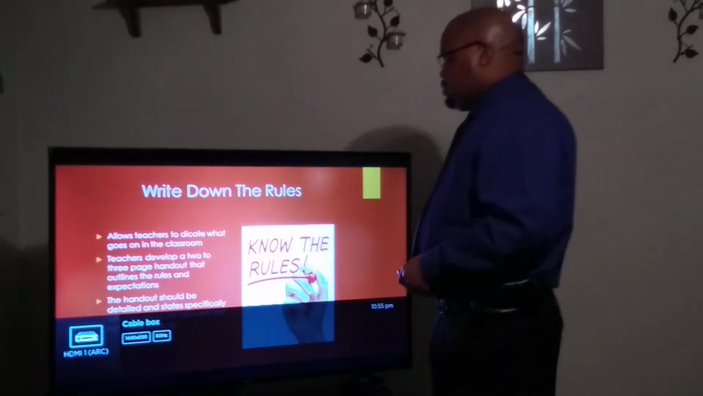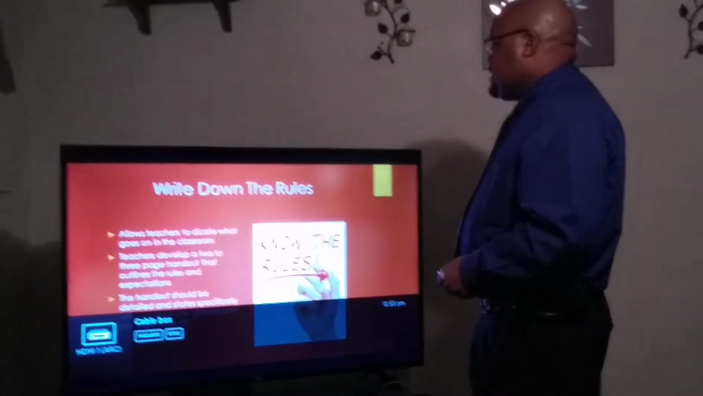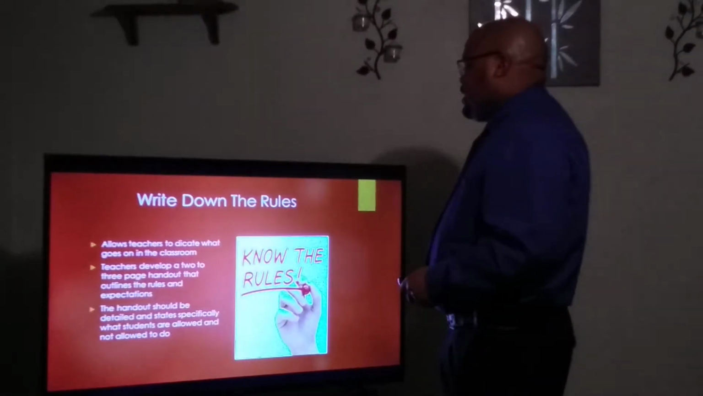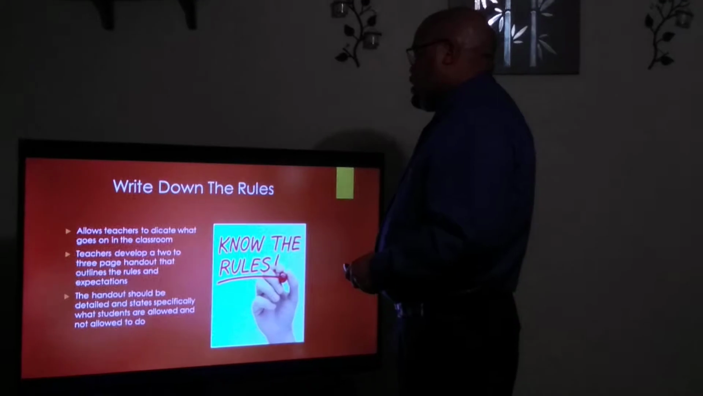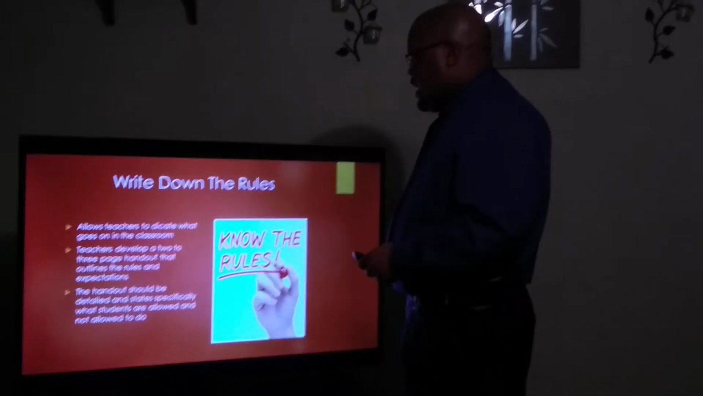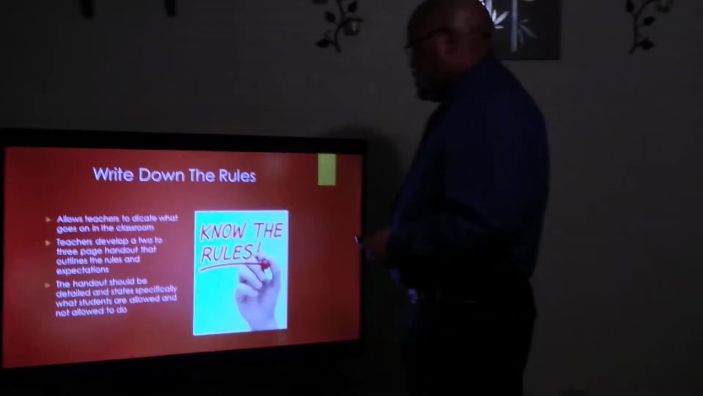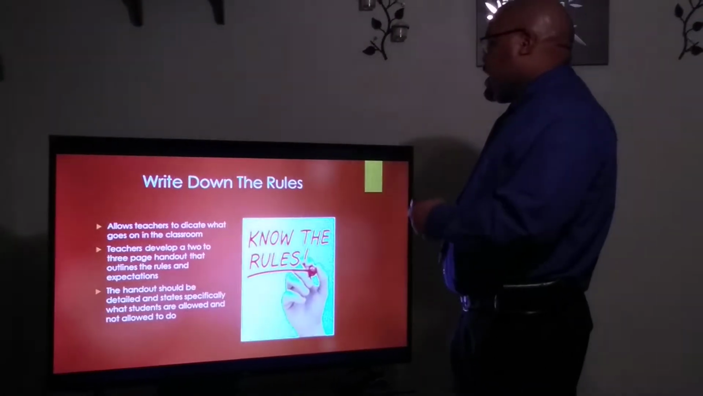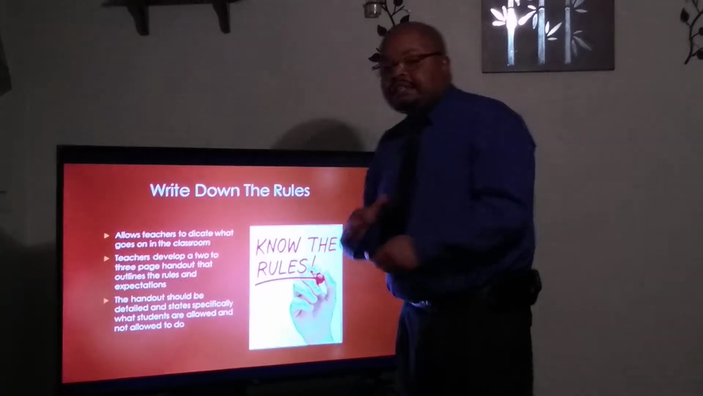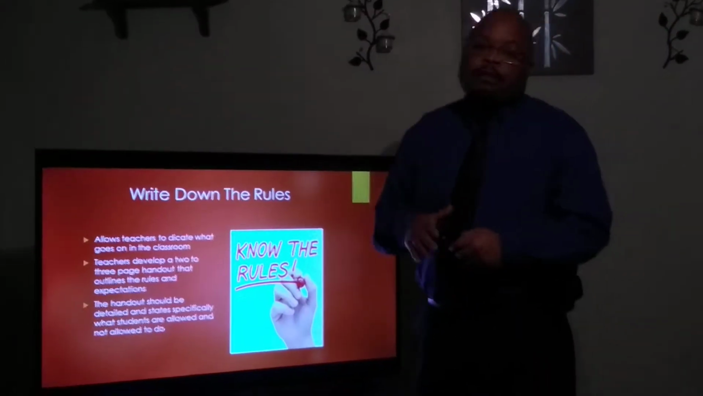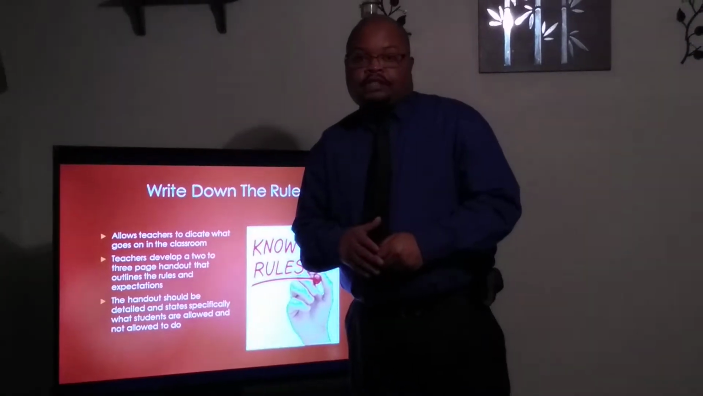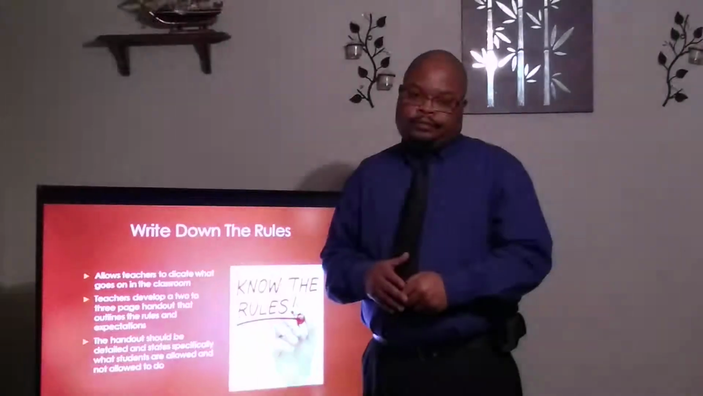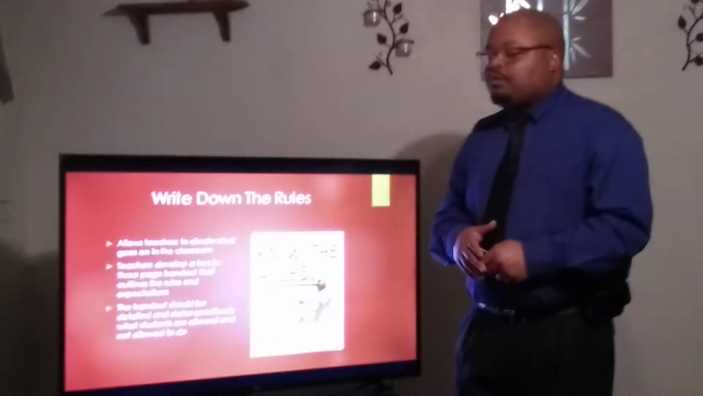Write down the rules. Allow students to dictate what goes on in the classroom. Teachers develop a 2 to 3 page handout that outlines the rules and expectations. The handout should be detailed and state specifically what students are allowed and not allowed to do. Now, this handout needs to go home day one. Parents also need to know the expectations of their child within the classroom. Okay? Write down the rules.